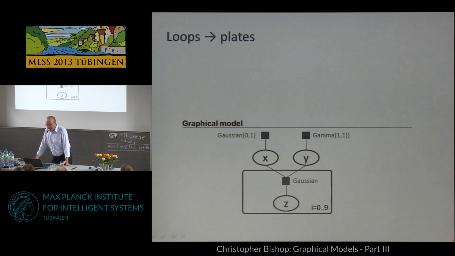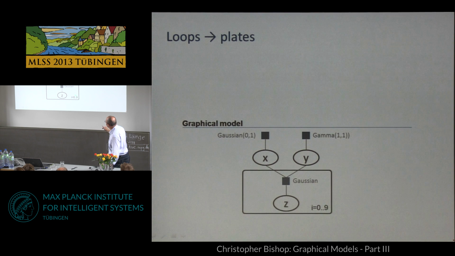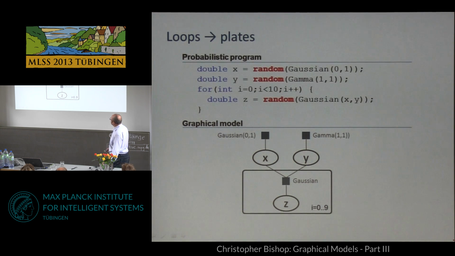What about plates? Remember, the plate was just a convenient graphical notation for saying this piece of graph is replicated multiple times. Well, that just corresponds to a loop. So we define x and y as Gaussian and gamma distributions, and then we have a loop, and within the loop we have 10 random variables which are Gaussian with mean x and precision y.